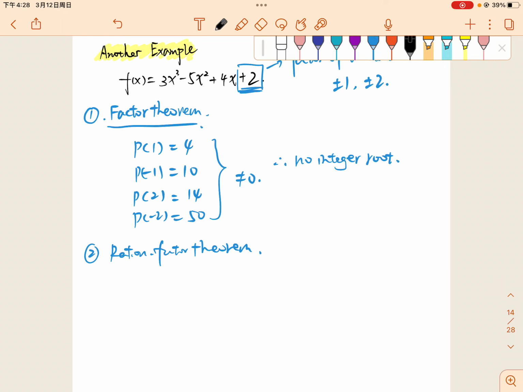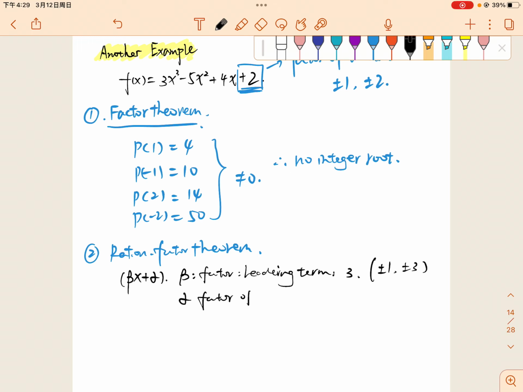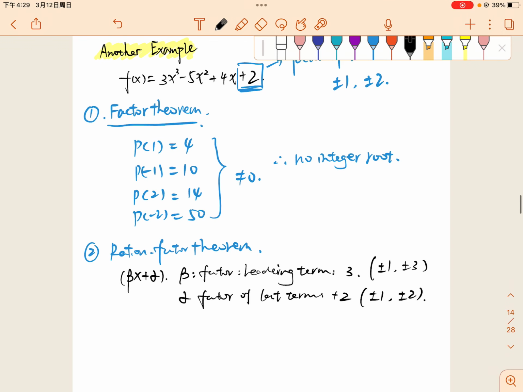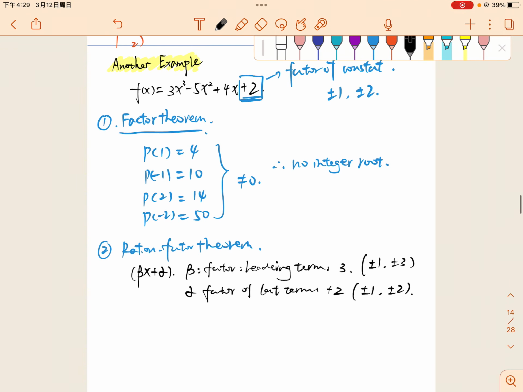And how do we use it? So we have beta x plus alpha. Beta is a factor of the leading term. That is 3, so beta could be positive negative 1, positive negative 3. And alpha is a factor of the last term, that gives you positive negative 1, positive negative 2. And now we just try different combinations. So you're trying to have negative alpha over beta, and you're making it equal to 0, right?